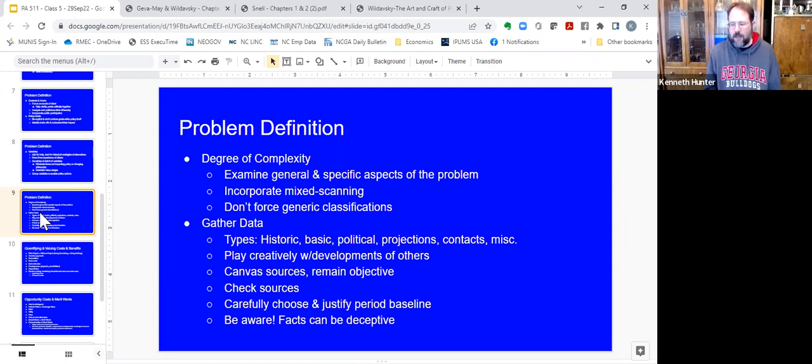Data gathering, there are all different types of data to gather, and in the list there, you have historic data, basic data, political, projections, contacts, and others. You should and can play creatively with the development of other types of data. Just don't put yourself in a situation where, it's very easy to get bogged down in data. There's tons of data out there. A lot of it's useful, much of it isn't, and you can easily find yourself spending all your time looking at data that has marginal impact with respect to your decision.